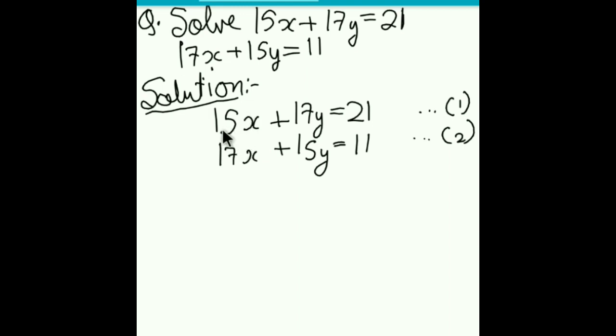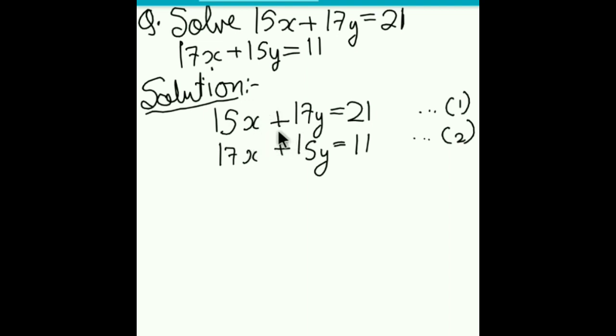See here, in the first equation the coefficient of x is 15, and in the second equation the coefficient of y is 15. And in the first equation the coefficient of y is 17, and in the second equation the coefficient of x is 17. So in both these equations you can see that the values of the coefficients are interchanged. The coefficient of x becomes the coefficient of y, and the coefficient of y becomes the coefficient of x. So the values of the coefficients are interchanged.